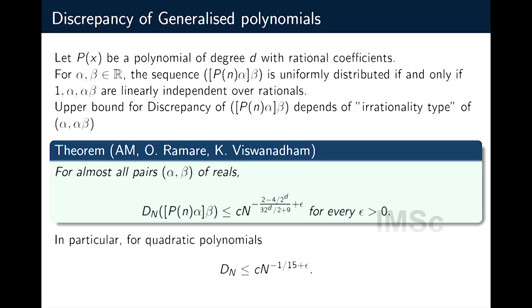And this depends on what I am calling irrationality type. I am not explaining it, but it depends on how irrational this pair is. But in the end, for almost all, you can prove this result. It actually depends on the irrationalities.